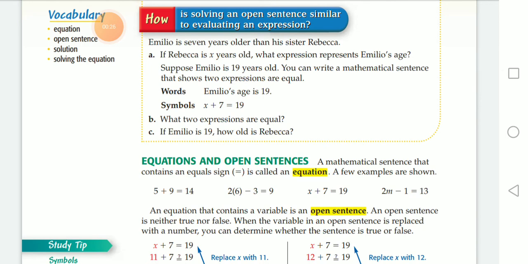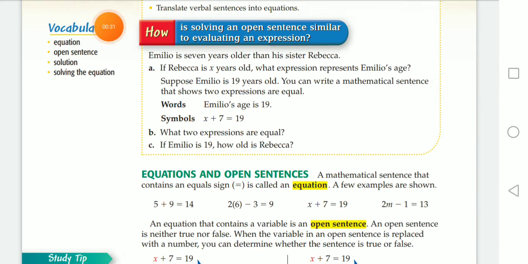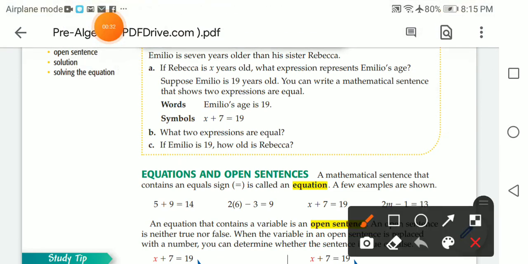In this example, Emilio is 7 years older than his sister Rebecca. So Emilio is 7 years older than Rebecca. So Rebecca is the younger one. Rebecca is X years old. If Rebecca is X years old, this is for Rebecca, okay? And she's the younger. What expression represents Emilio's age?